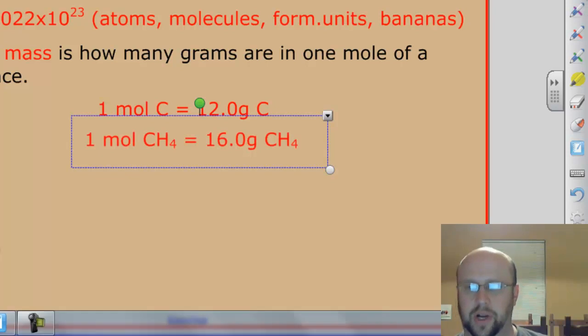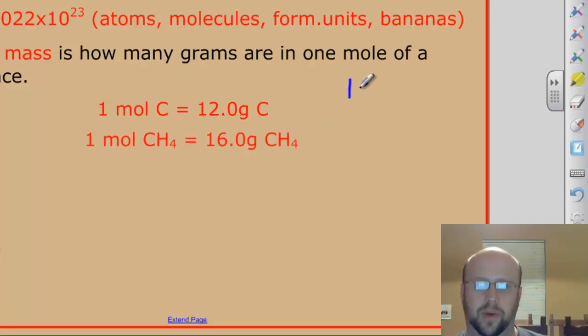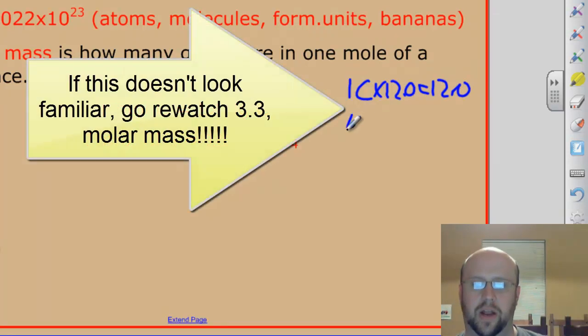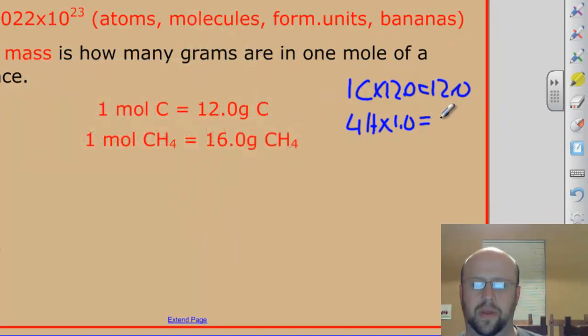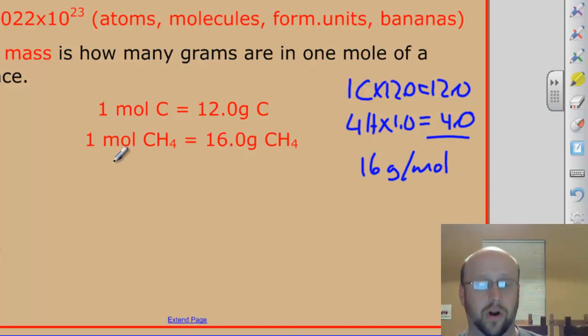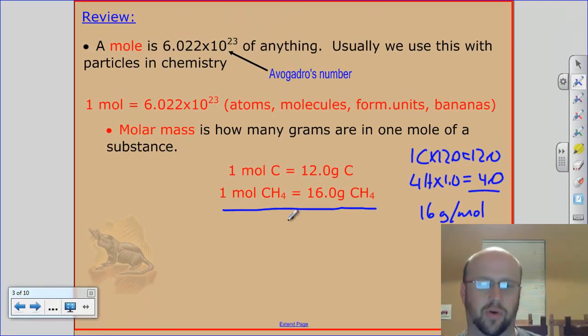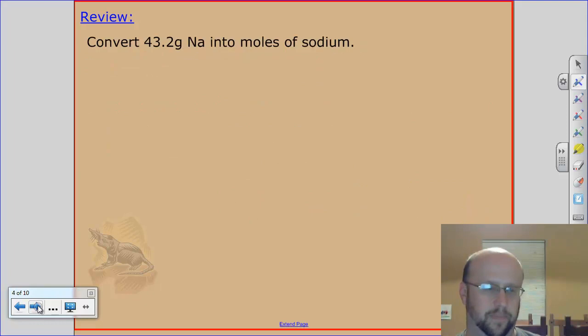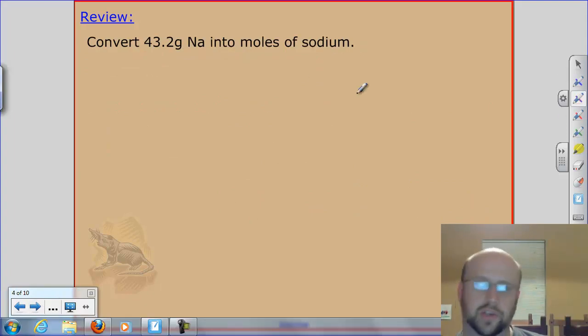Remember that we can also do this for an individual formula. The way that we would do that is I would say I've got 1 carbon times its molar mass of 12. And then I've got 4 hydrogens times its molar mass of 1. And that would give me 4.0. We'd add those up and I would get 16 grams per mole for methane. Or I would get an equality like this that says 1 mole of methane, CH4, equals 16.0 grams of that. So real quick, let's run through how to actually do the math on one.